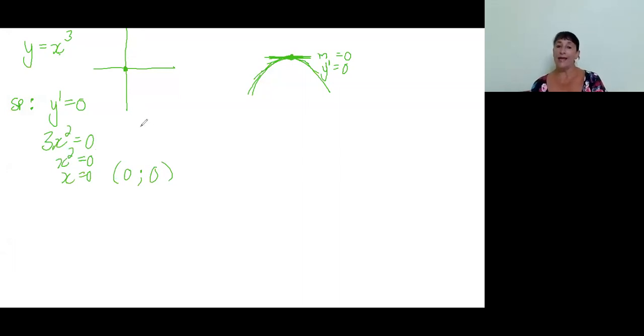And so what I can do is then just do a bit of a table. So plot points on either side, and you will see that the graph does something like that. It carries on indefinitely, of course. And what I'd like to discuss is the concept of concavity. Concavity happens where there is a point of inflection.